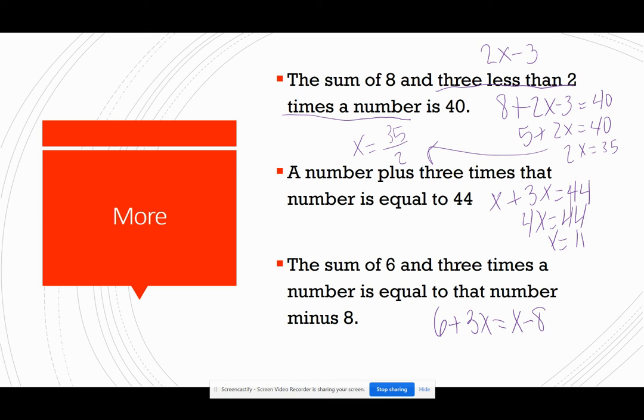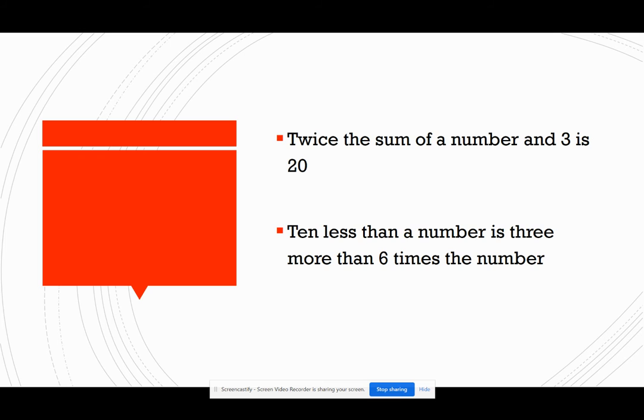So then we just use our variables on both sides. So we subtract x from both sides, and we get 6 plus 2x equals negative 8. So 2x equals negative 14, and my x is then negative 7.